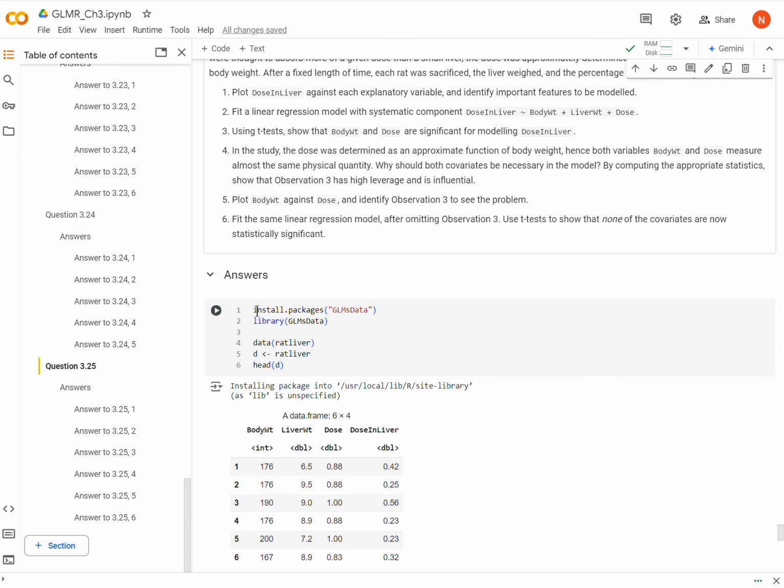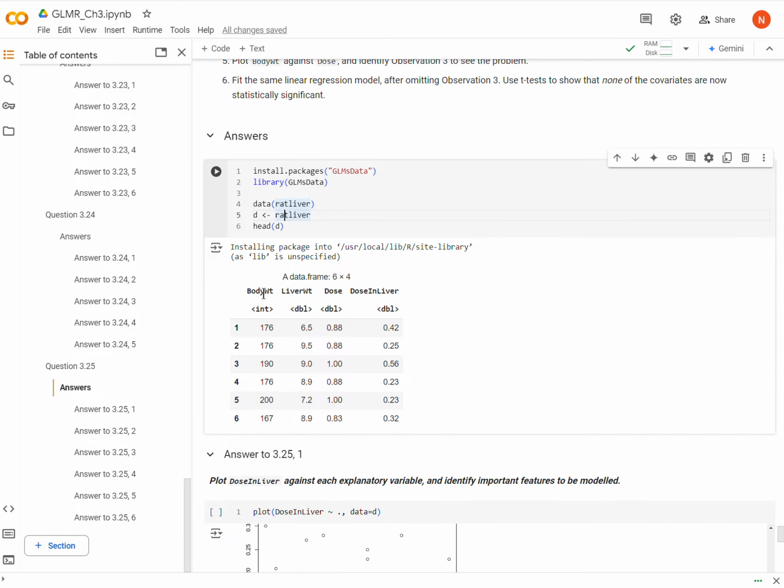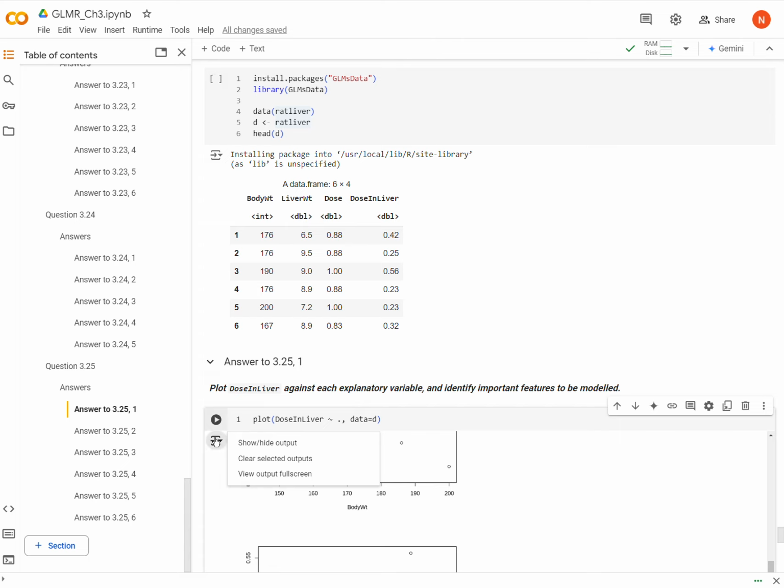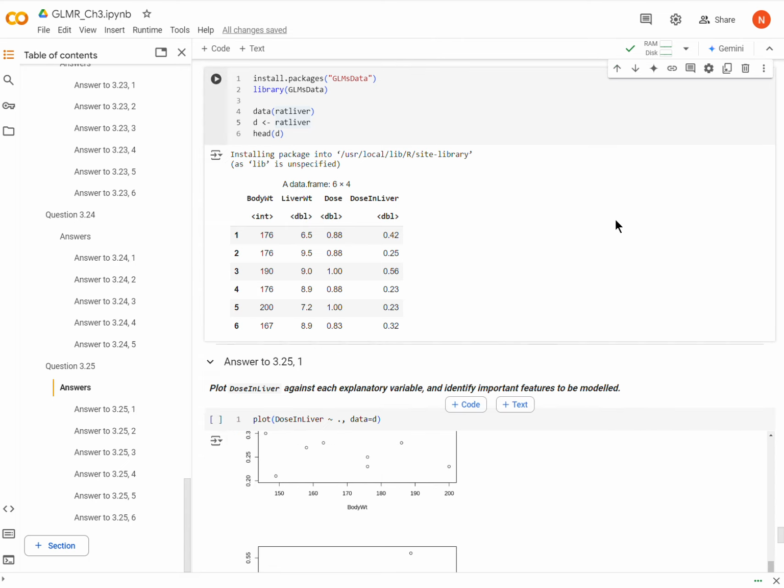Okay, so the first thing you need to do is to install the GLM's data package, load it with library, and get the data, which is in the GLM's data package. Here I'm calling it D, and we can see the first few rows of it. So we see that our variables are body weight, liver weight, dose, so the dose they receive, which again is a function of body weight, and dose in liver. After they looked at their livers, they found this much of the drug in there.